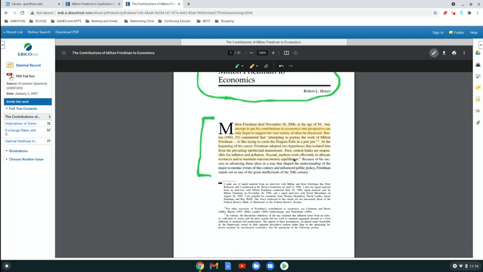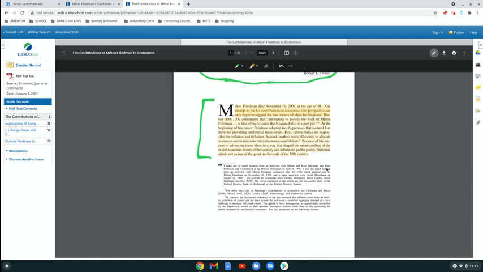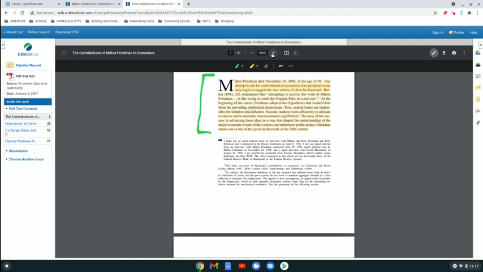First, central banks are responsible for inflation and deflation. Second, markets work efficiently to allocate resources and to maintain macroeconomics equilibrium. Because of his success in advancing these ideas in a way that shaped the understanding of the major economic events of this century and influenced public policy, Friedman stands out as one of the greatest intellectuals of the 20th century. All positive stuff there.